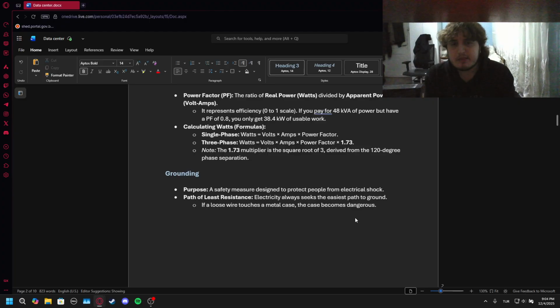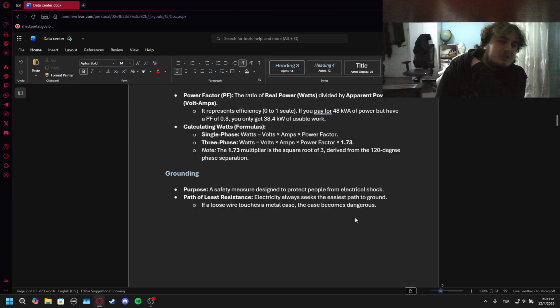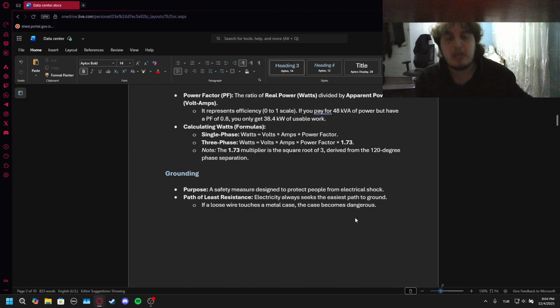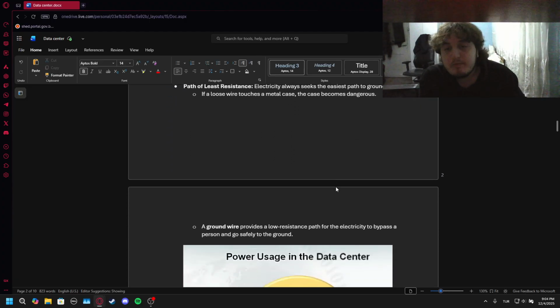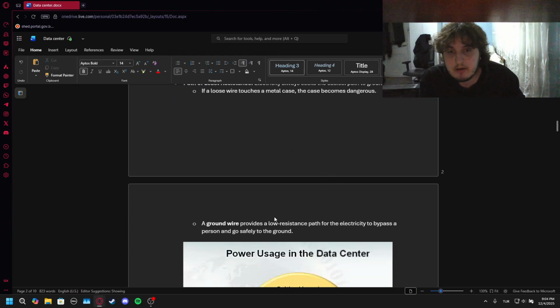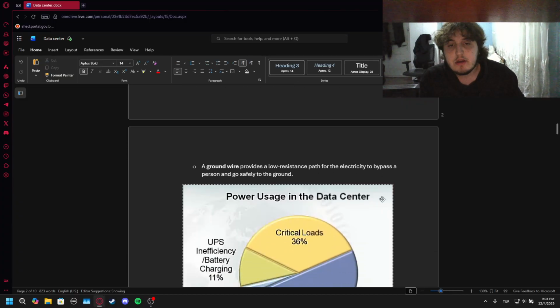If a loose wire touches a metal case, the case becomes dangerous because the case doesn't have any way to drop all of this potential energy it has on it, all of the voltage. So the case becomes dangerous because it can pass through you and to the ground in that way. A ground wire provides a low resistance path for electricity, bypasses a person, and goes safely to ground. And this is how it works.